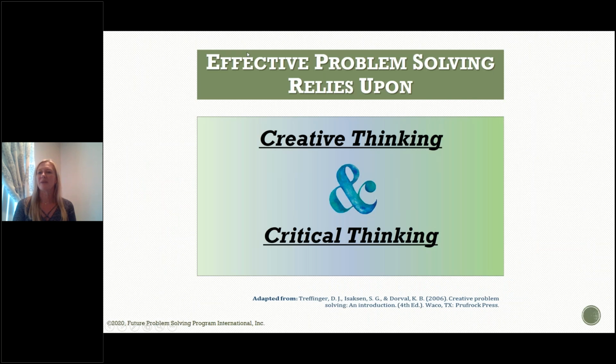From prior lessons, you may recall that effective problem solving relies on the combination of creative thinking and critical thinking. And those two items together help us effectively solve problems, whether we're working on future problem solving topics or other lessons of study, or even within finding ways to solve problems within our friends and families.